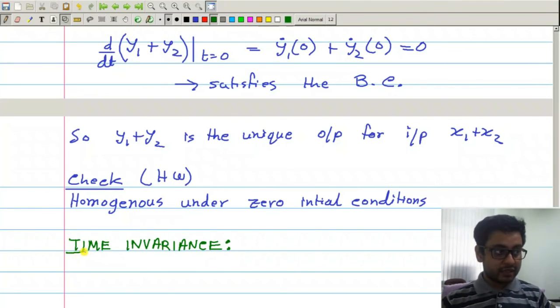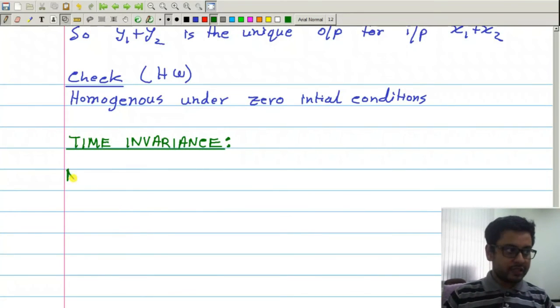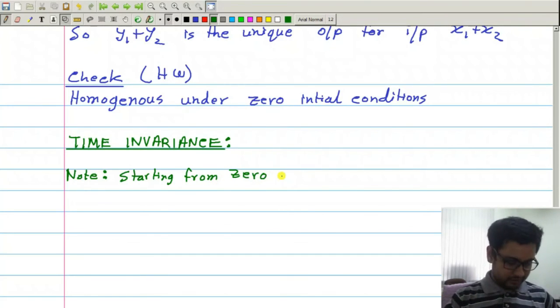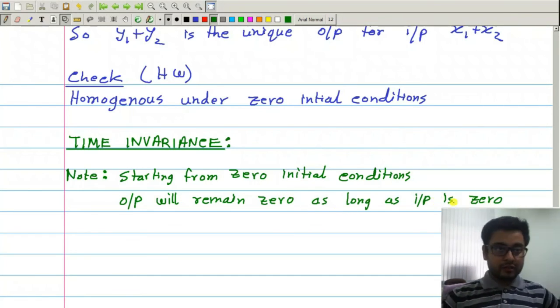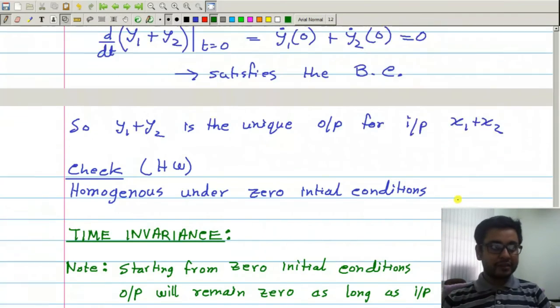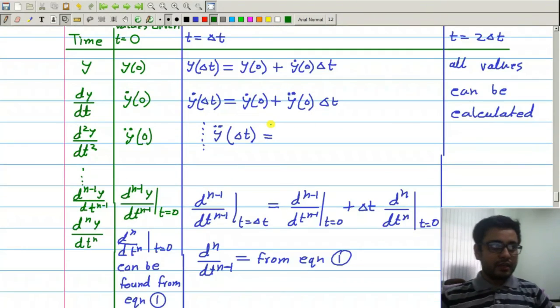Let us now check the time invariance. For that, note that starting from zero initial conditions, output will remain 0 as long as input is 0. So if input is 0 and if you start from 0 initial condition, then the output will also be 0 as long as the input is 0. Why? For that, let us go back to this tabular approach of calculating output starting from the initial conditions.